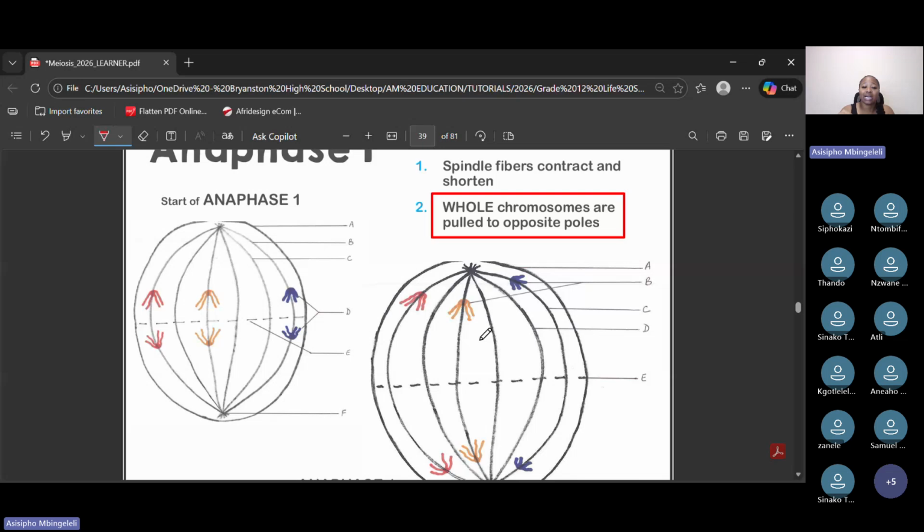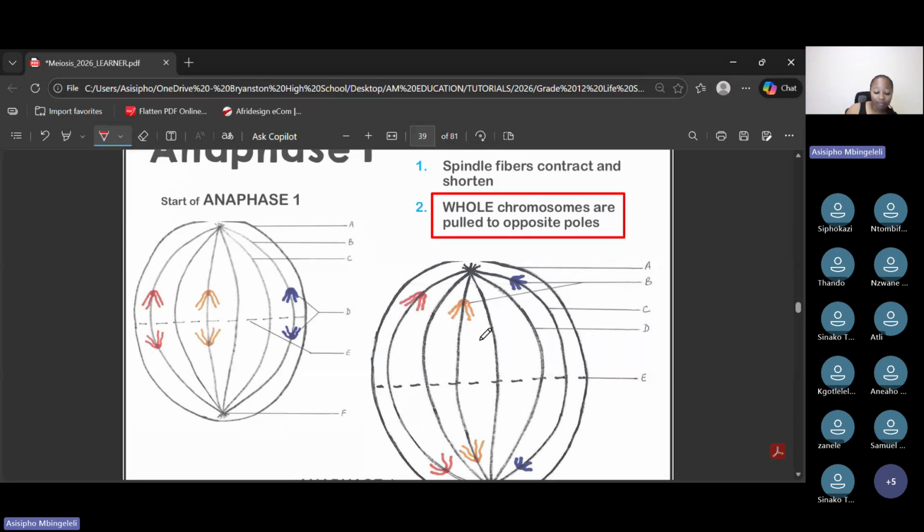When they contract, they will pull the whole chromosome. Remember in meiosis, we said a chromatid may be pulled. Now, a whole chromosome, my red chromosome with 2 chromatids will be pulled out. My blue chromosome with 2 chromatids will be pulled down. So the whole chromosome is going to be pulled to opposite poles. Now we can even see the shape of the chromosome changes. They normally have a V shape to show that they are being pulled.